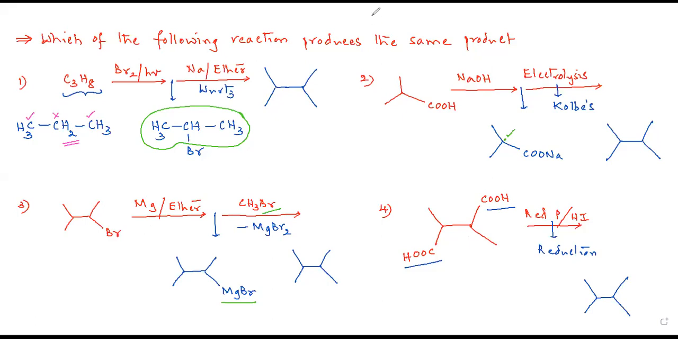So in all the given things, we got the same product. Okay. A, B, C, D, or 1, 2, 3, 4.